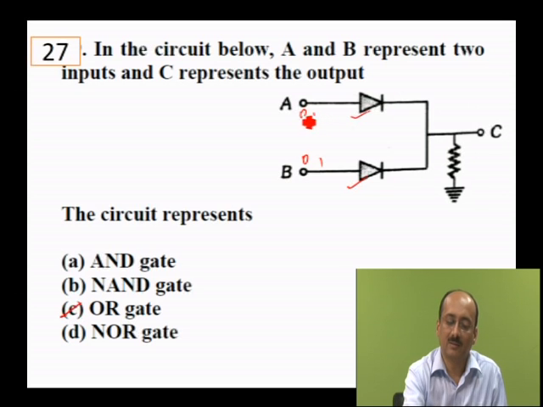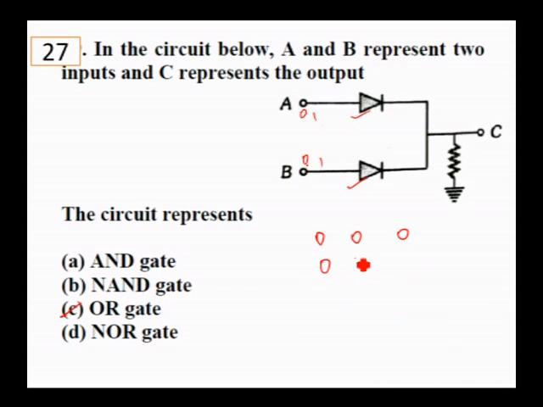If you take inputs 0 and 0, there is no output, it will be 0. If you take 0 and 1, then the second diode will conduct, again you will realize output, so it will be 1. If you take 1, 0, the first diode will conduct, again you will get output 1. If both are 1, then it will give 1 because both of them are conducting, and you will realize output from this point to this point. So this represents actually an OR gate.